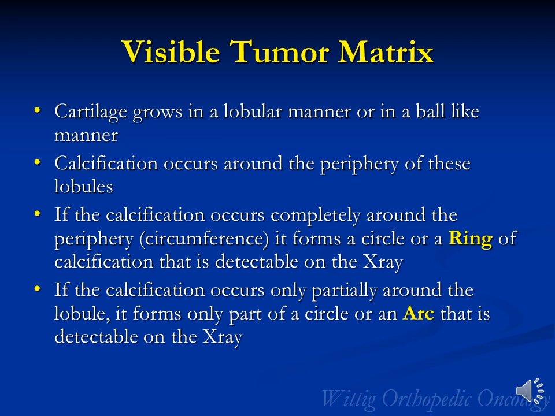Cartilage grows in a lobular manner, or in a ball-like manner. Calcification occurs around the periphery of these lobules. If the calcification occurs completely around the periphery, the circumference, it forms a circle or a ring of calcification that is detectable on the X-ray. If the calcification occurs only partially around the lobule, it forms only part of a circle, or an arc, that is detectable on the X-ray.